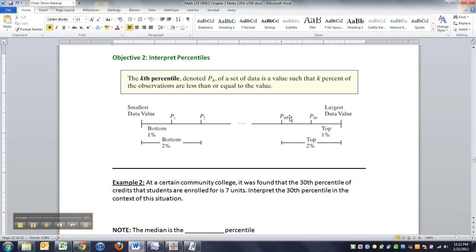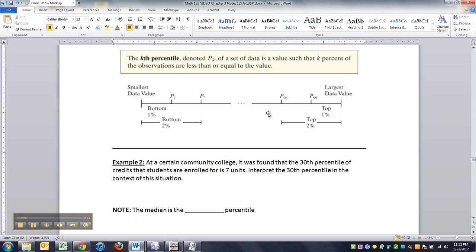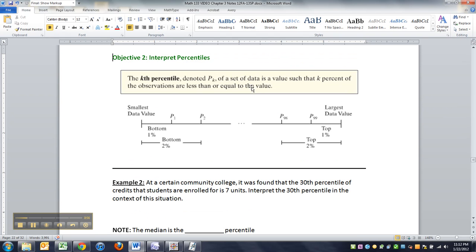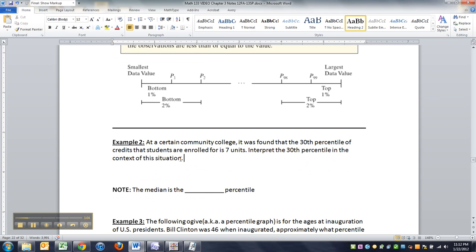Good question. All right, so remember what a percentile is: if you score in, let's say, the 70th percentile, then 70% are below you. All right, so let's read this. At a certain community college, it was found that the 30th percentile of credits that students are enrolled in is 7 units. Interpret the 30th percentile in the context of the situation.